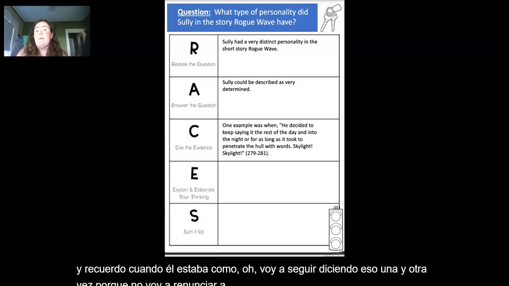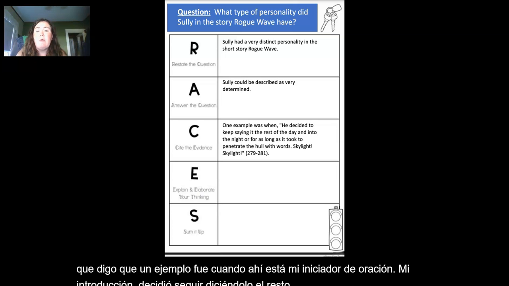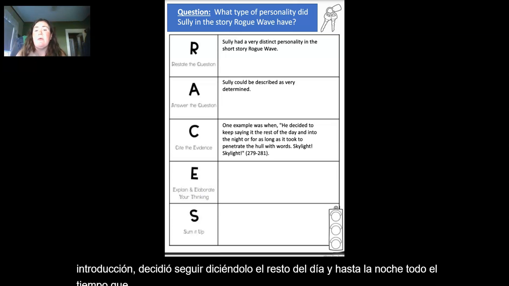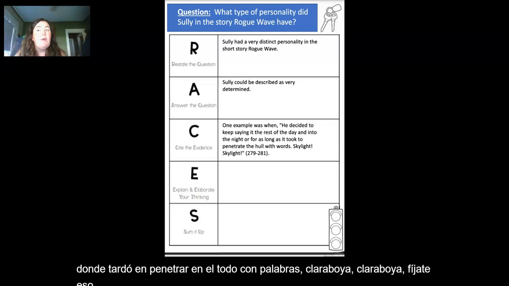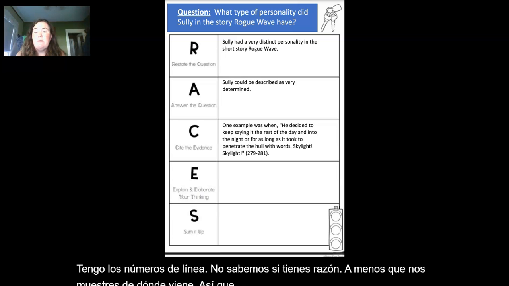So I could say one example was when, there's my sentence starter, my introduction. He decided to keep saying it the rest of the day and into the night, or for as long as it took to penetrate the hull with words. Skylight, skylight. Notice that in those parentheses, I have the line numbers. We don't know that you're right unless you show us where it comes from. So you need to give us the line numbers.